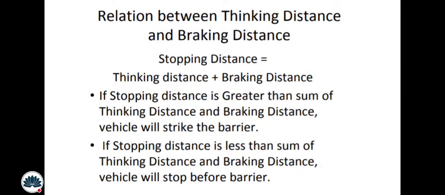What is the relationship between thinking distance and braking distance? Now try to understand this. Stopping distance is equal to thinking distance plus braking distance. Means if a driver wants to stop, he will think to stop and he will apply the brakes to stop. If you add the thinking distance plus braking distance, you will get the stopping distance. If the stopping distance is greater than the sum of thinking distance and braking distance, the vehicle will strike the barrier. If the stopping distance is less than the sum of thinking and braking distance, the vehicle will stop before the barrier.